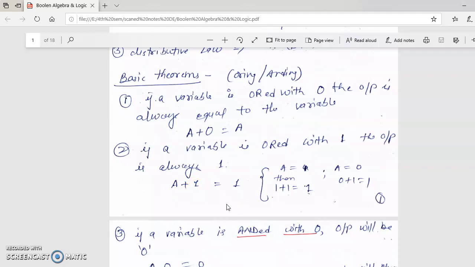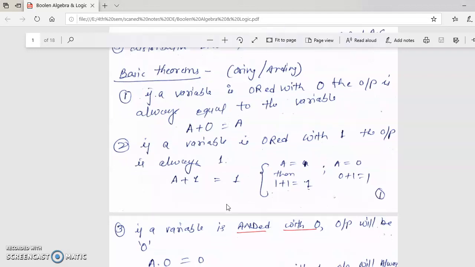A is binary because it is a binary number, so it has two values, that is true or false. It means 0 or 1. If A equal to 0 or A equal to 1, in both conditions we get A plus 1 always equivalent to 1. Okay.